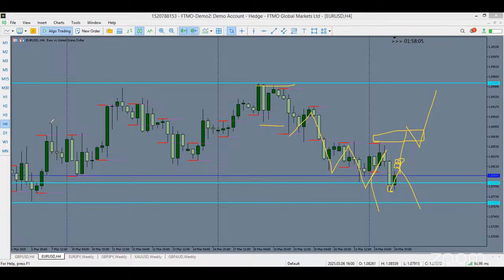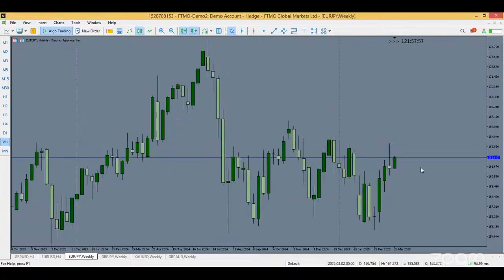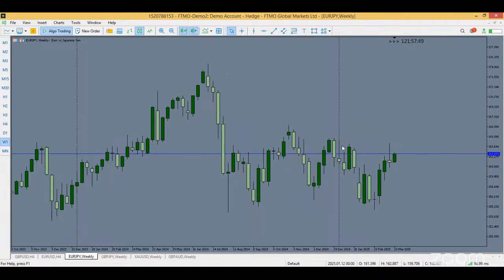Okay, so let's look at Euro Yen. Let's see what we have on Euro Yen. So Euro Yen as well. This is very, very sideways. Okay, so let's look at this. The last high was here. That was last week. And this is last week's low.